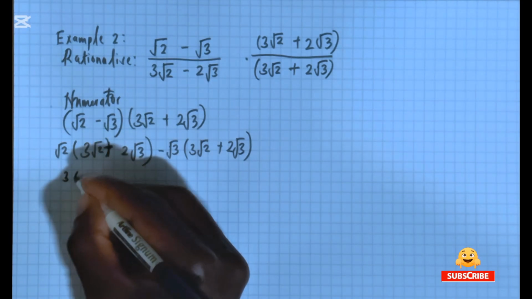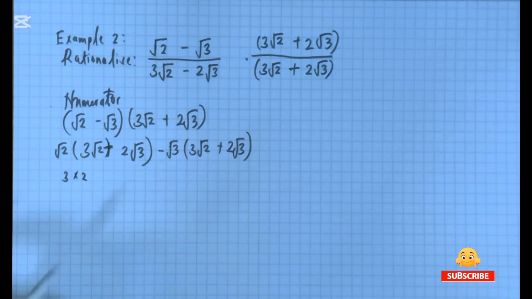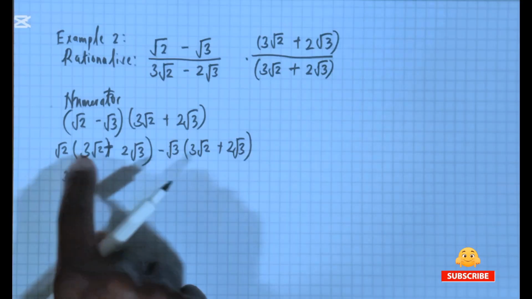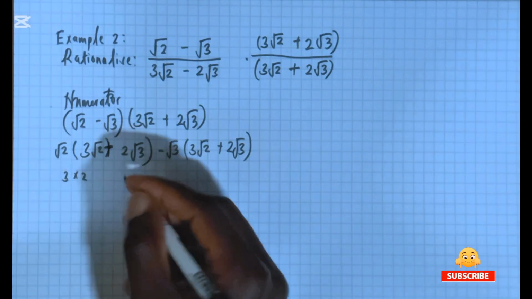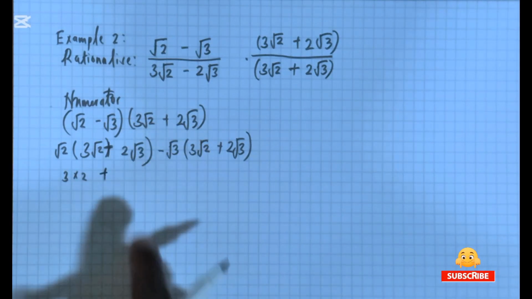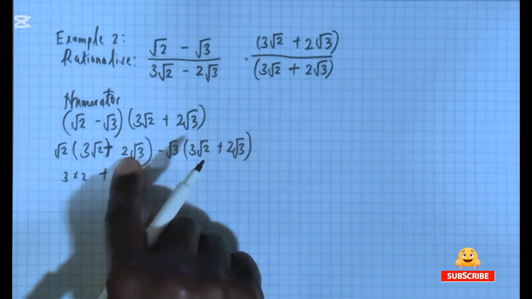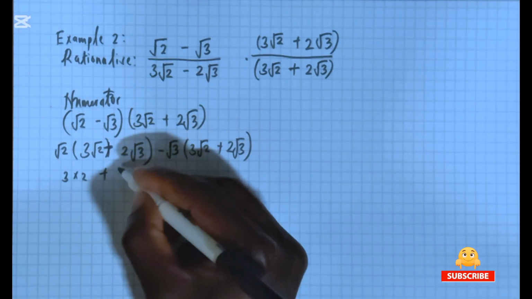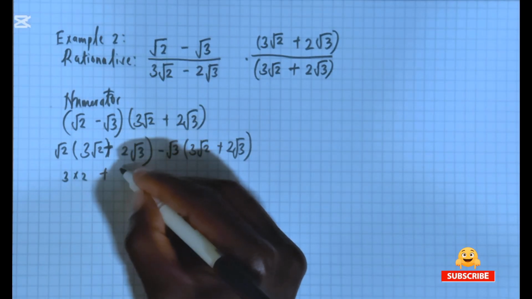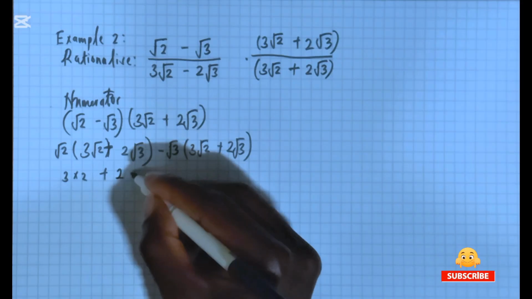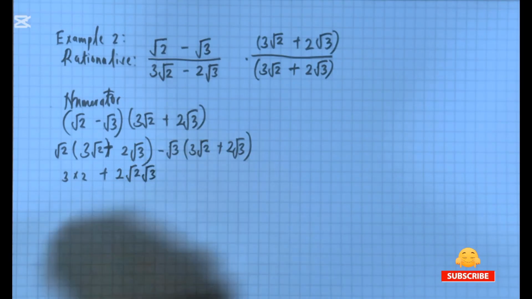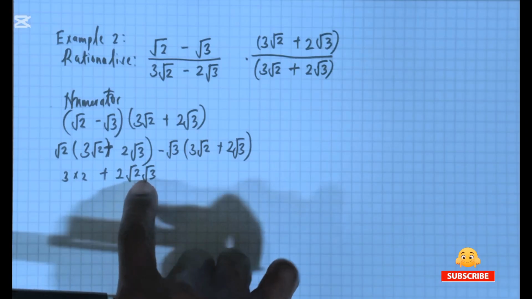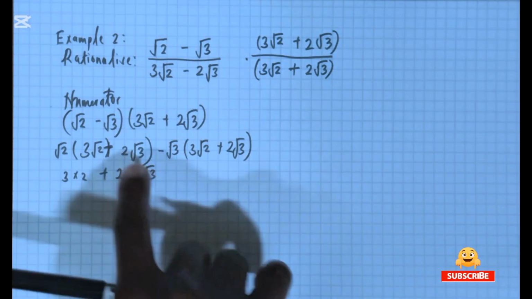So we're going to have 3 multiplying 2 when we multiply root 2 by the first term, plus root 2 times 2 root 3 will give us 2 root 2 root 3. Okay, 2 root 3 there.